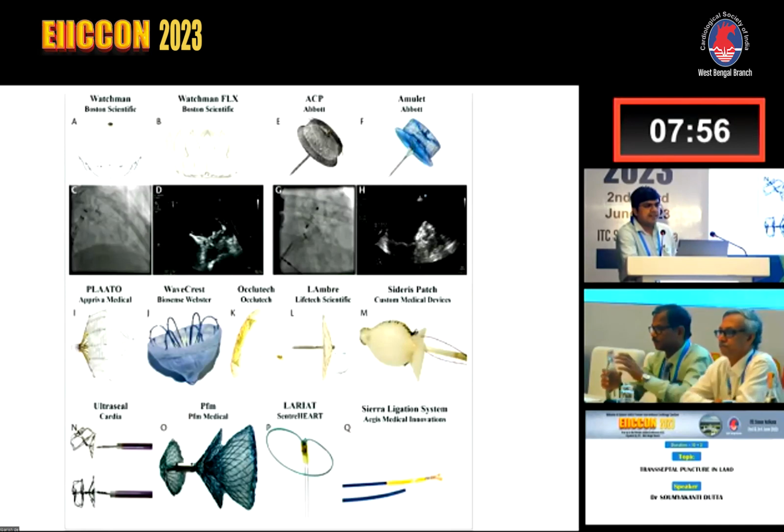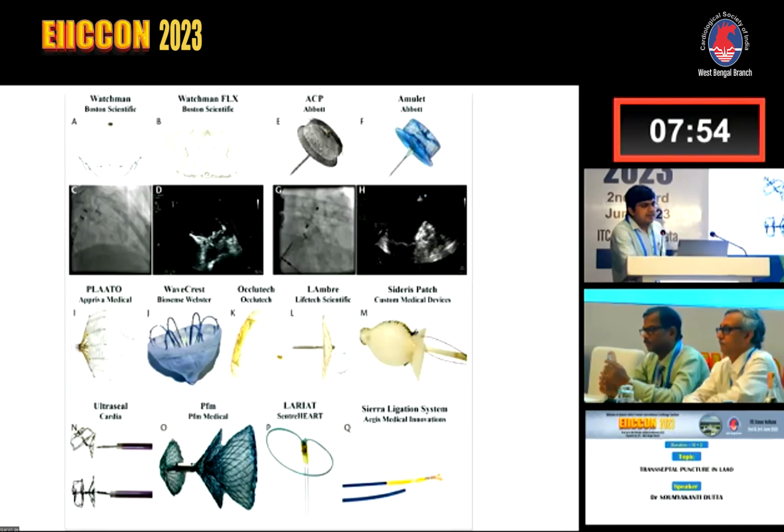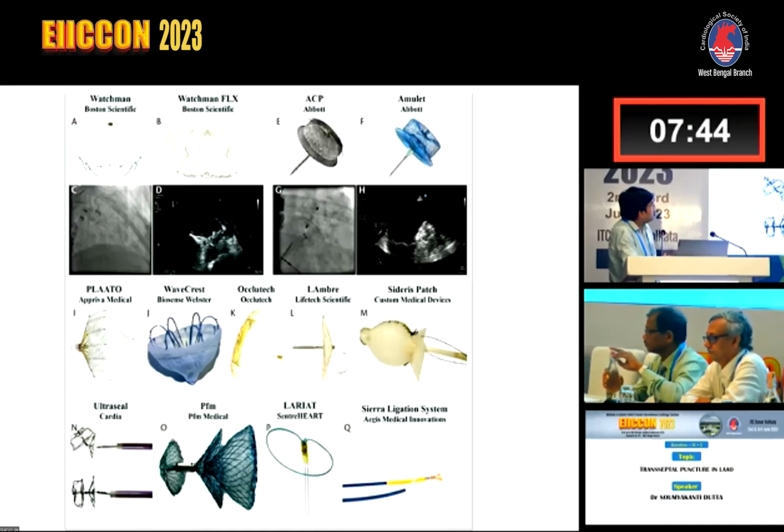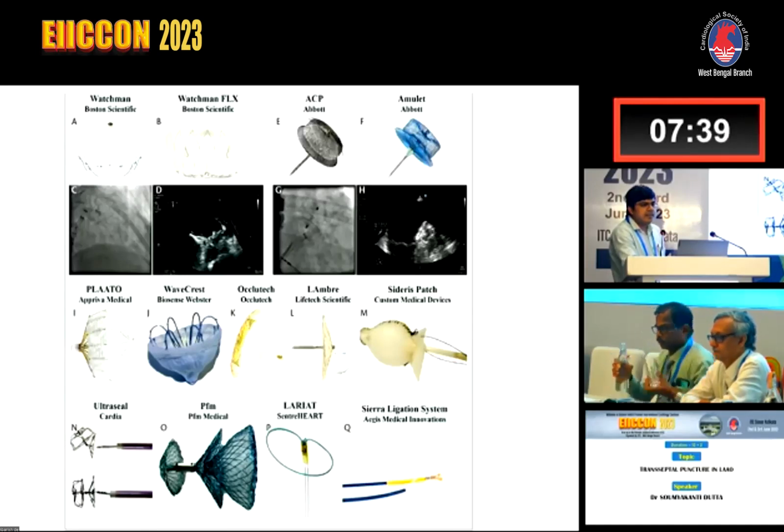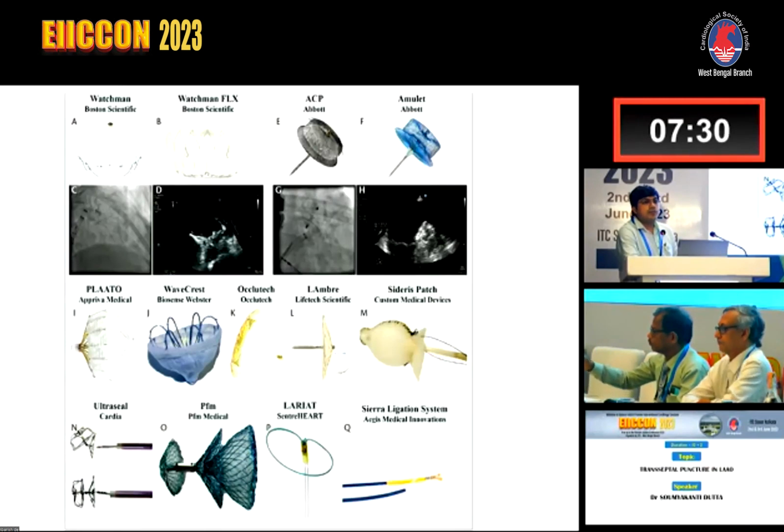So we have several devices in our armamentarium, starting from the Watchman Boston device, and the most important these days is the Watchman FLX device. So how do these two devices differ? The Watchman device consists of 10 struts, and the Watchman FLX is a compact structure consisting of 18 struts, which sits tightly within the left atrial appendage. And most important, it is recapturable. We can recapture it if it is not positioned well within the left atrial appendage, and we can replace it again.